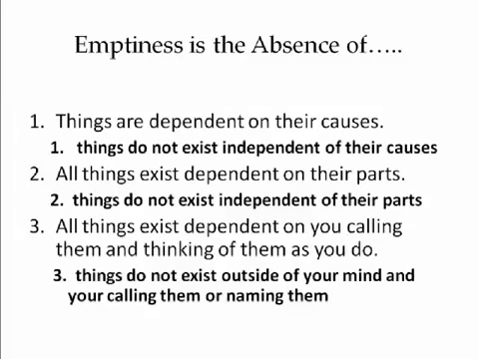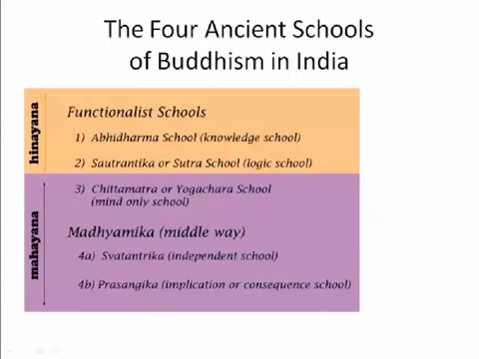So we presented three different views of dependent origination. How things depend on different things to actually exist. And they don't exist unless those other qualities are there. This brings us to the four ancient schools of Buddhism in India. So when Buddha taught, he taught these different views and a lot of little different concepts. But the four ancient schools of Buddhism were really grouped depending on major views on how emptiness, or what the definition of emptiness is.